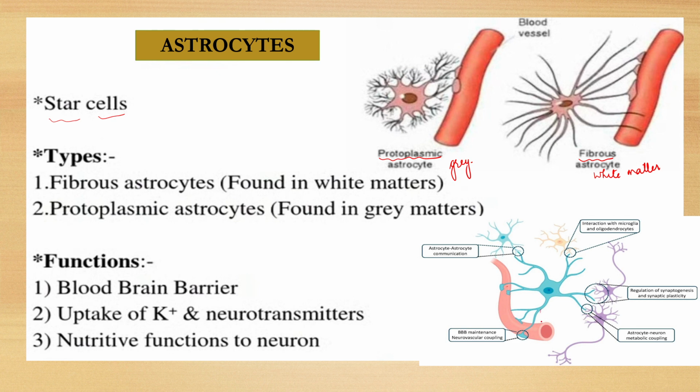When it comes to the function, the astrocytes are connected to the blood capillaries, so they form the blood-brain barrier. Secondly, they also form connections through which they can take up potassium ions and neurotransmitters. Besides this, they are also responsible for providing nutrition to the neurons. So the main function of the astrocyte is to act as a blood-brain barrier, take up neurotransmitters and potassium ions, and provide nutrition to the neurons.